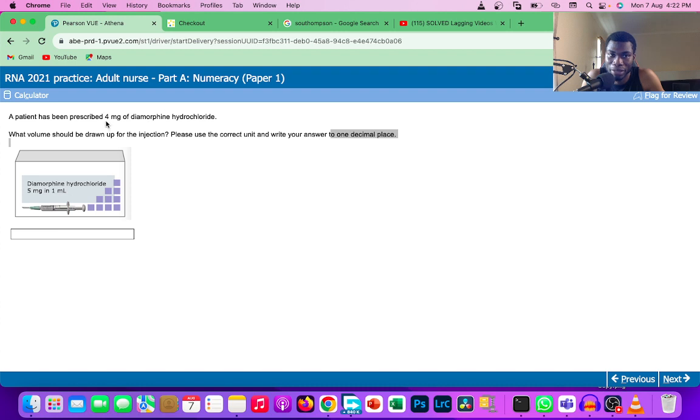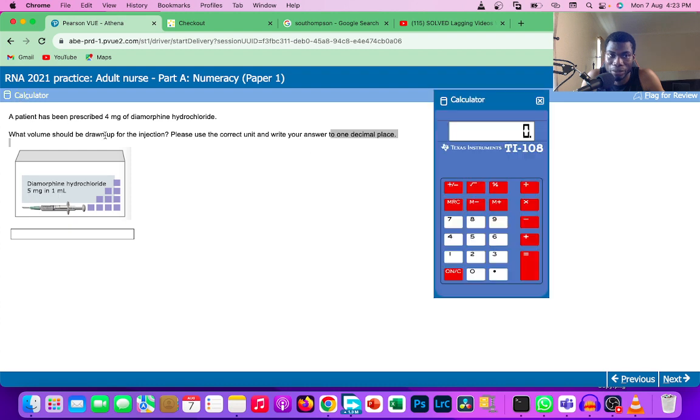So you're going to multiply 4 by what? 1 mil, and then you divide it by 5. 4 by 1 is still 4. Then if you divide 4 by 5, so we're going to get 0.8 to 1 decimal place. That's 1 decimal place, 0.8. So you are going to have a 0.8 space small m capital L, and then we move on.